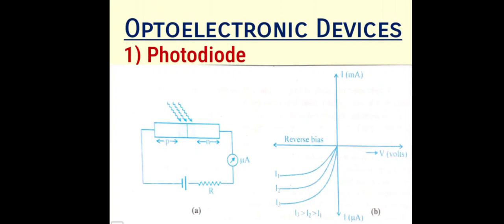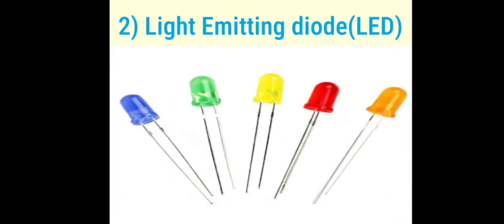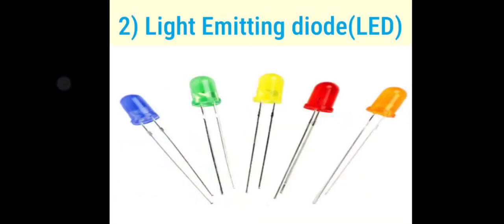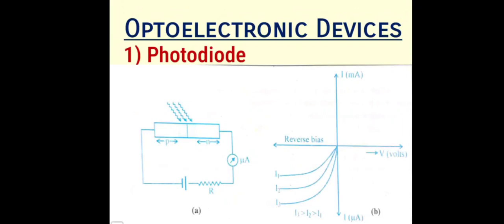There are some kinds of optoelectronic devices given here, in which one is a photodiode, second one is light emitting diode, third one is a photovoltaic cell or solar cell. The first one is the photodiode. Photodiodes detect light signals, and we'll now discuss the fabrication of and details about the photodiode.